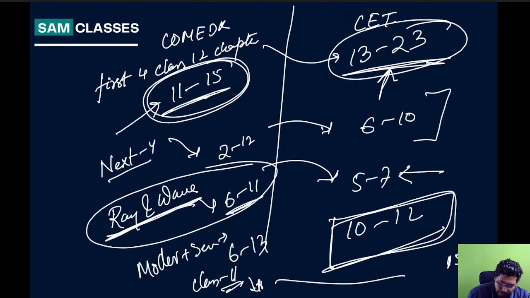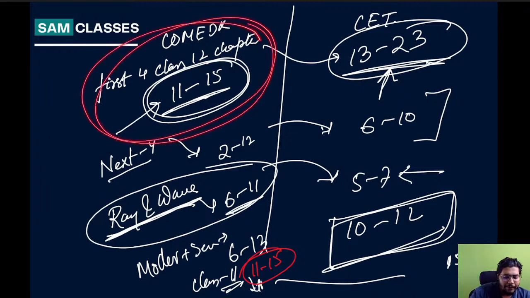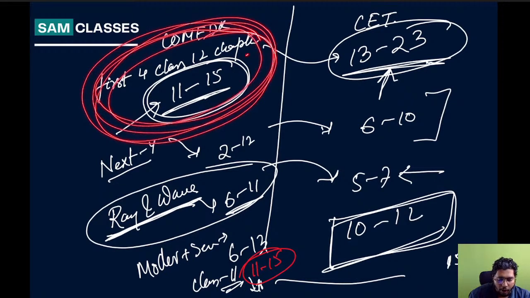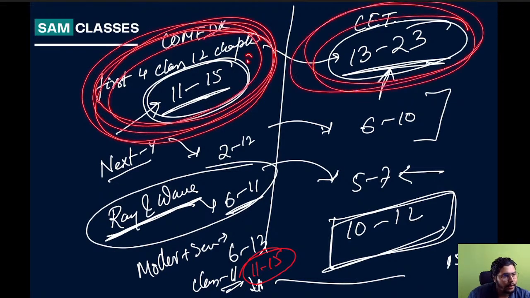So we got an idea, 11 to 15 marks, that's it, done. So everybody, we got an idea what is coming for the physics part in CET and what is coming for the Comedk part. If you're doing the first 4 chapters, minimum 11 to 15 you're securing in the Comedk, and for CET 13 to 23. So very important, first 4.